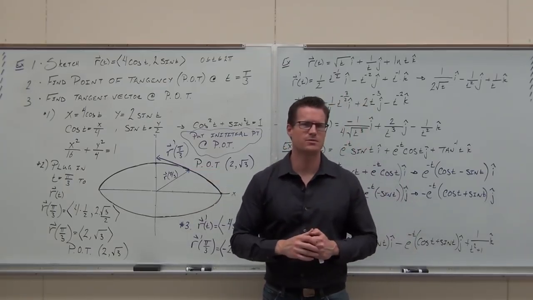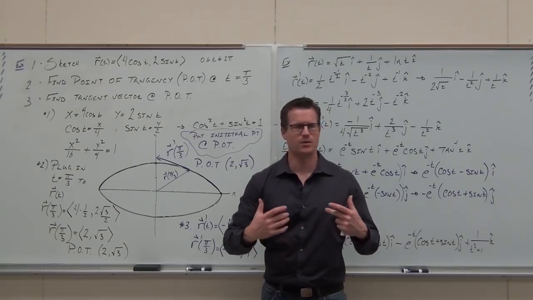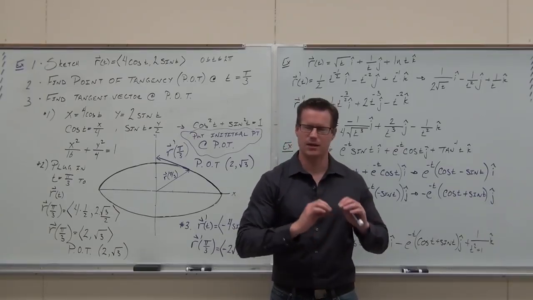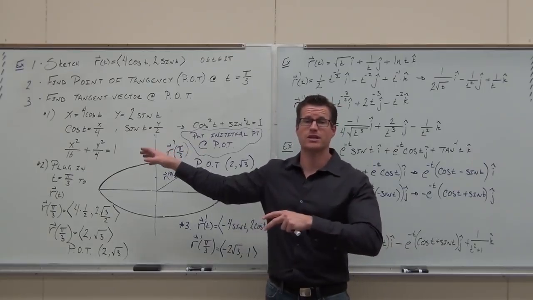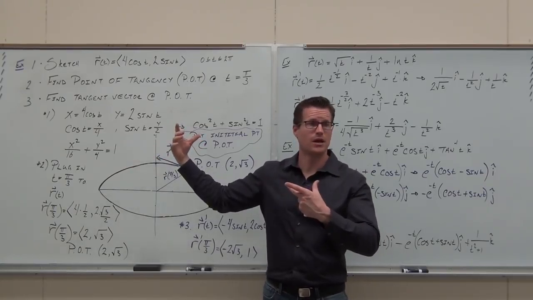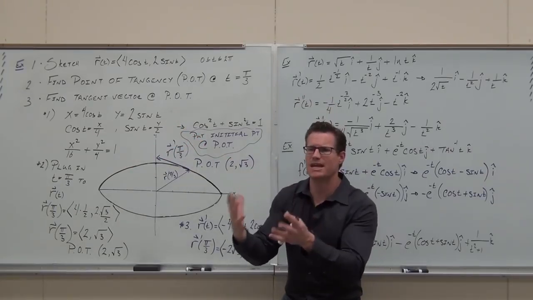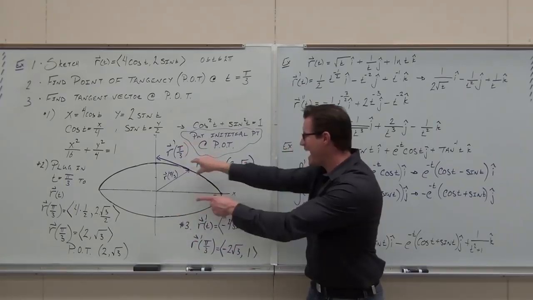That's pretty impressive to be able to do that. And what's more impressive, we're going to be able to do this in 3D. That's not a plane, but the idea is exactly the same. Do you guys understand the idea? Sketch the vector function like you know what you're doing. Plug in the value to get the point of tangency. Find the derivative. Derivatives give us tangent vectors. Plug in the same value, and you get the tangent vector at that point.